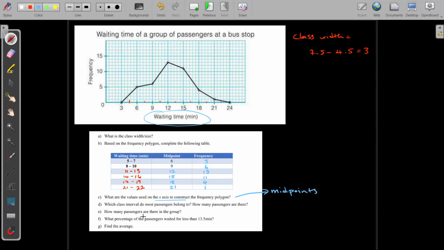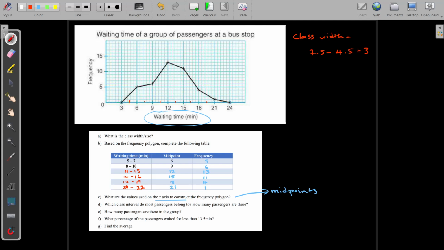Why is the last waiting time 21 to 22? Oh, it should be 20. Sorry. Someone is observant. Yeah, it should be 20 to 22, because we're adding 3 going down. So 11, 14, 17, 20. Okay, good.